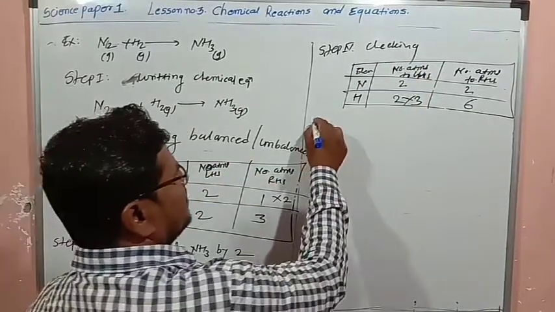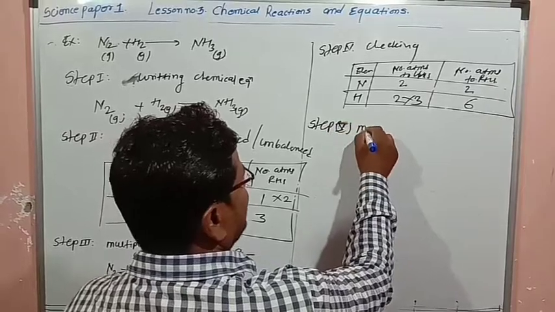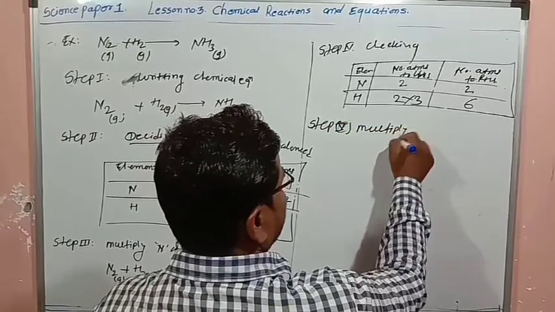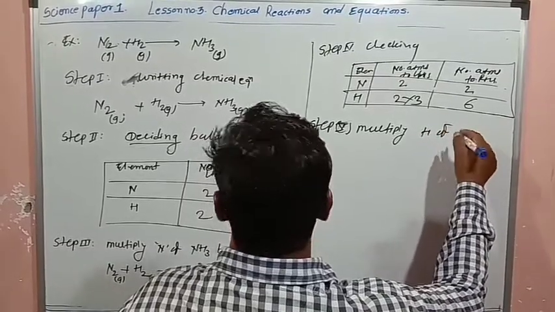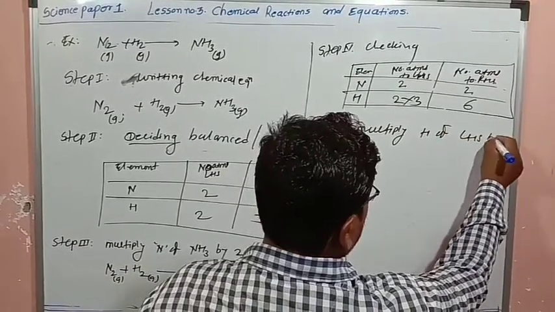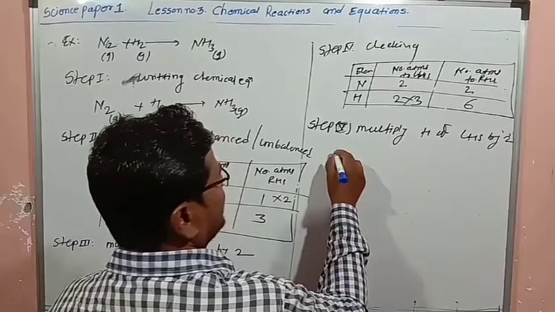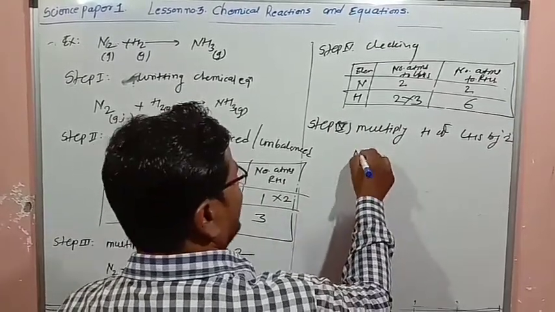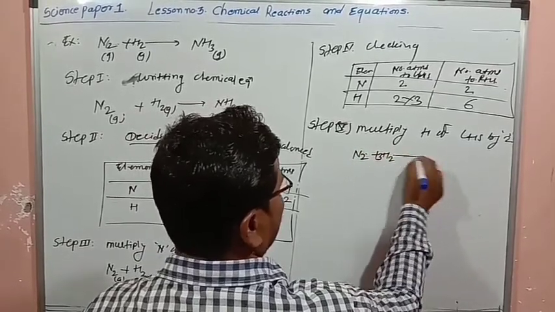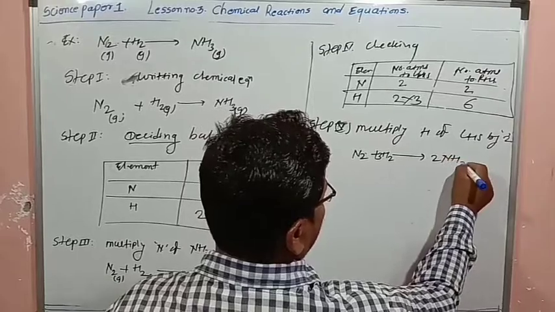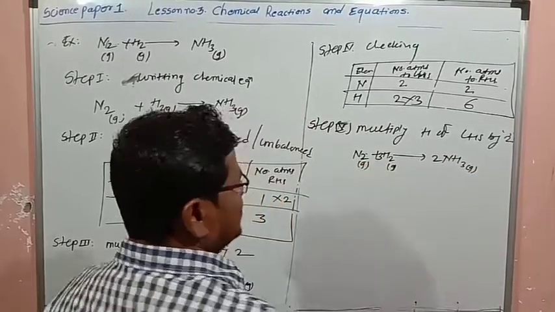So you can make 6 here by multiplying by 3. So the next step is step number 5: multiply hydrogen of the LHS by the factor 3. So the equation will become N2 plus 3H2 gives 2NH3, all gaseous.